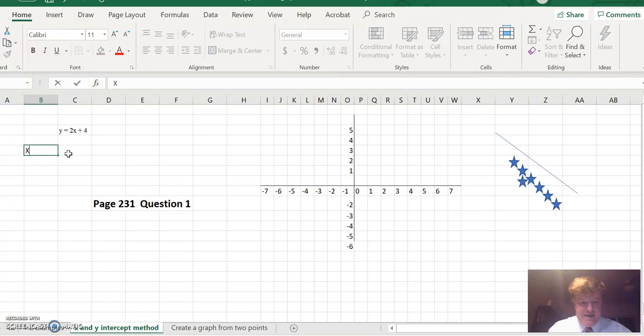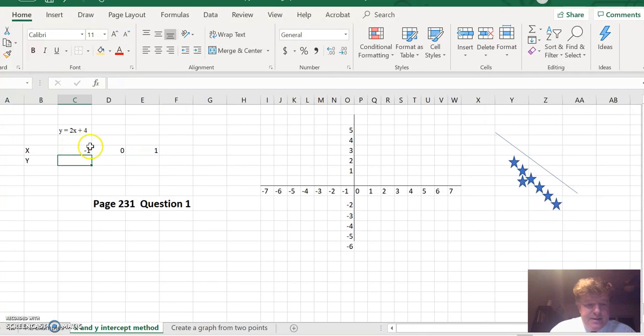Let's say that we've got our x values and our y values, and let's go for the points, say, -1, 0, and 1, and work out what the y values are. The way we do this, we substitute in the x values here. So we say, okay, x equals -1. So 2 times -1 is -2. -2 plus 4 is going to equal 2. So that's our first point.